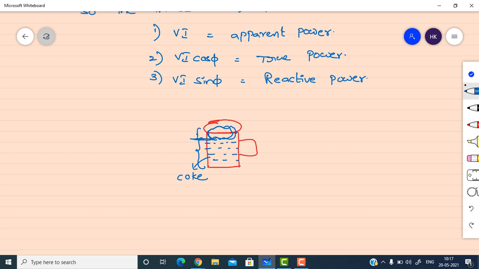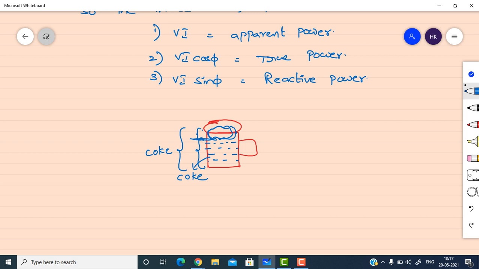But the complete Coke consists of these two parts. One is the drink and another part is foam. This foam is nothing but a loss. We don't require that one. That is not the useful one. But this Coke, this we can drink. This is the useful one. So total Coke consists of some part drink and some part foam.